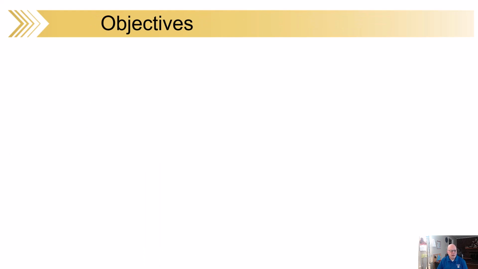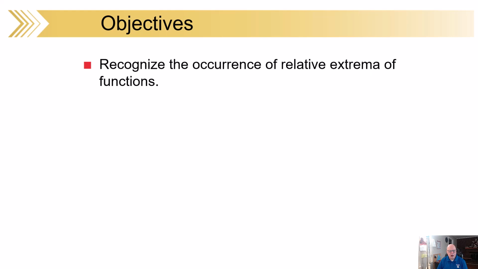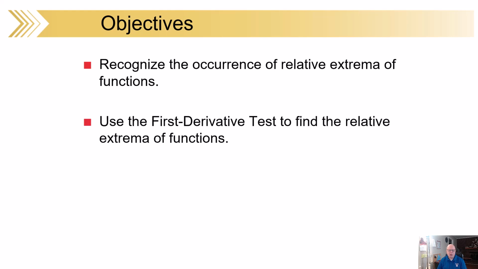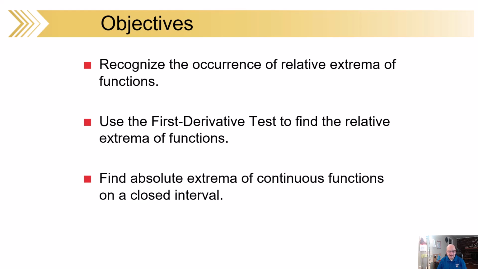So what do we intend to do? Well, occurrence of relative extrema, and don't get too unexcited about that. It just means highs and lows. Where are the high y values and where are the low y values in certain intervals. Not everywhere, just certain intervals. We're going to use the first derivative test to find those relative extrema, in other words, extrema within certain intervals, and then extend that to absolute extrema on closed intervals.